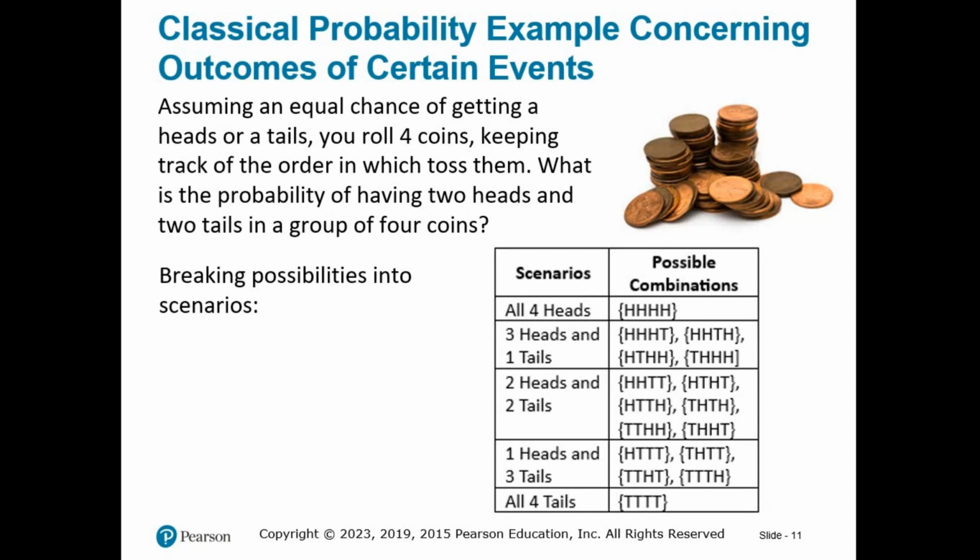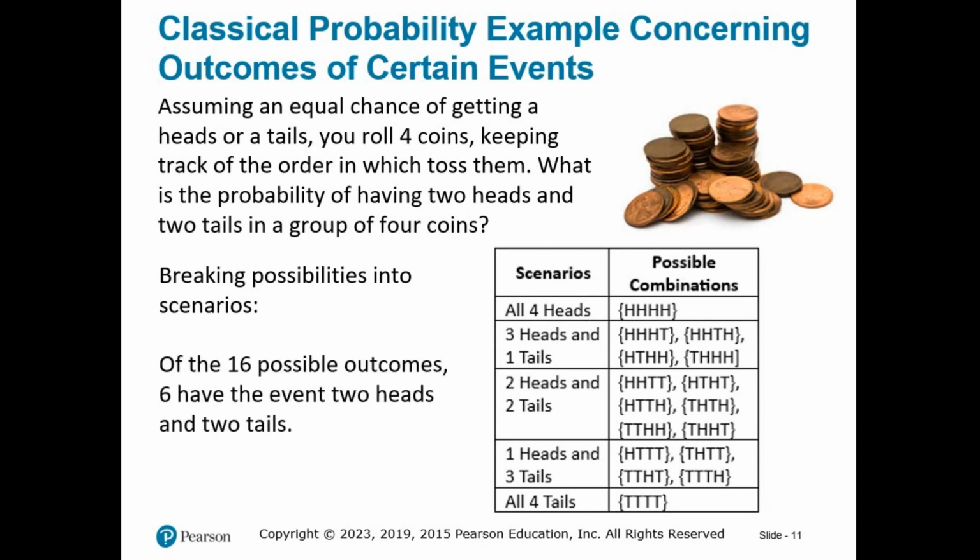For example, in the scenario of having 1 head and 3 tails, saying that the first coin is a head versus the last coin is a head gives us 2 entirely different makeups, and we have to consider both of them. We need to consider all possible combinations. In doing so, it turns out that our sample space has 16 possible outcomes total.